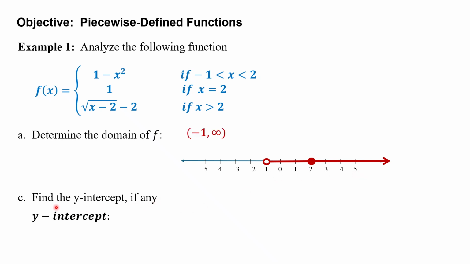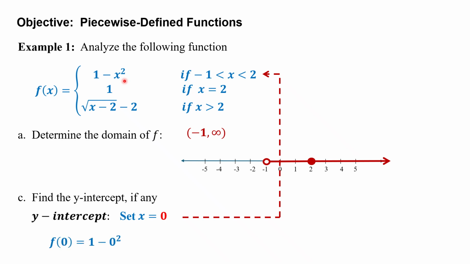Now let us discuss first letter C before letter B, finding the y-intercept of the given function. In finding the y-intercept, we have to set x equal to 0. Since we have different domains, you have to select where x equal to 0 is. X equal to 0 is in the first domain and the equation is 1 minus x squared. So you will substitute 0 for every x in the first equation. It will give us 1 minus 0 squared, which is equal to 1. So the y-intercept is 1, or the point (0, 1).